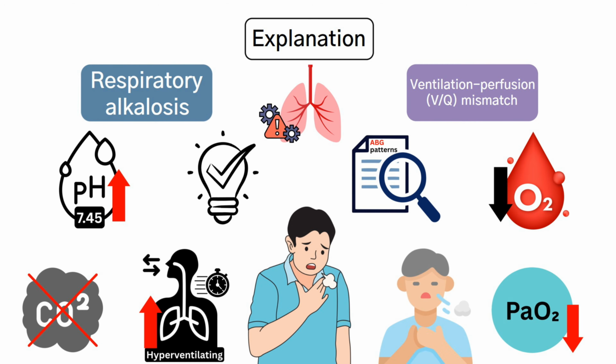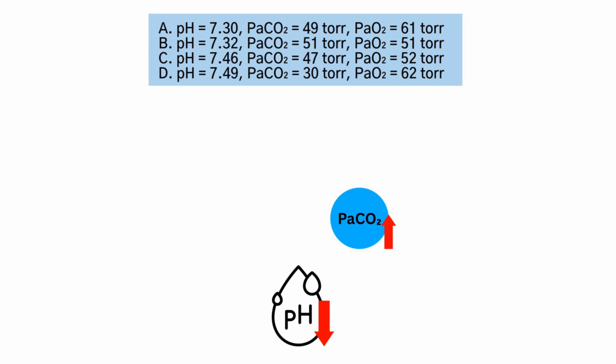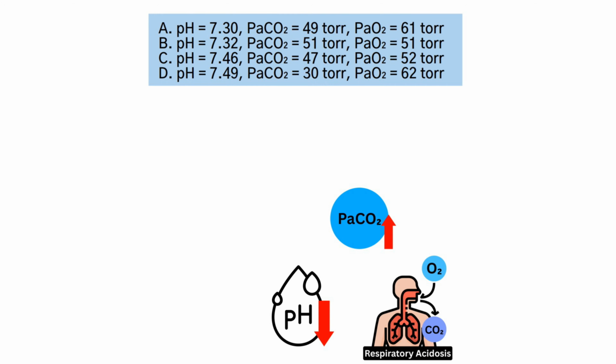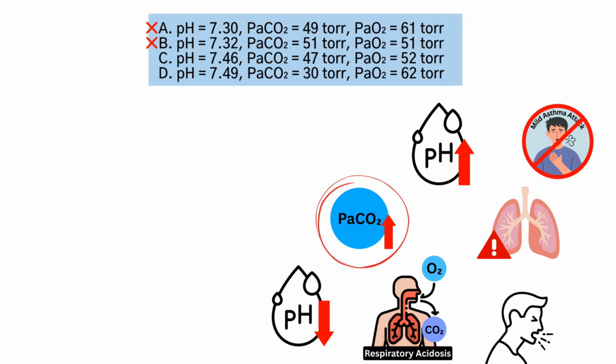slightly reduced PaO₂. Looking at the possible answer choices, the first two both show a low pH and elevated PaCO₂, which indicate respiratory acidosis. That pattern is typical of severe asthma or impending respiratory failure, not of a mild attack, so those options can be eliminated. The third option shows an elevated pH, but the PaCO₂ is also elevated, which doesn't fit the expected pattern of respiratory alkalosis. That leaves the final option, with a pH of 7.49, a PaCO₂ of 30, and a PaO₂ of 62. This combination makes sense.